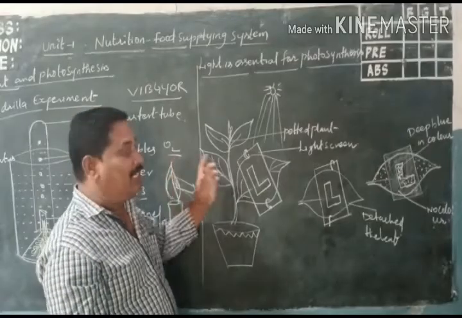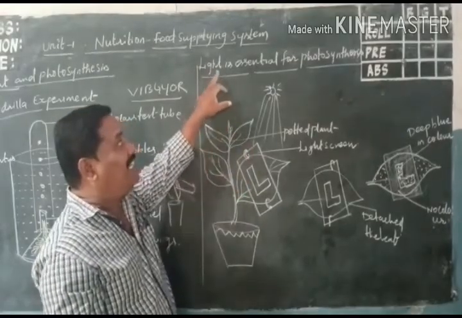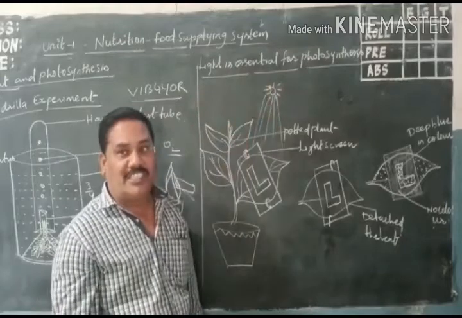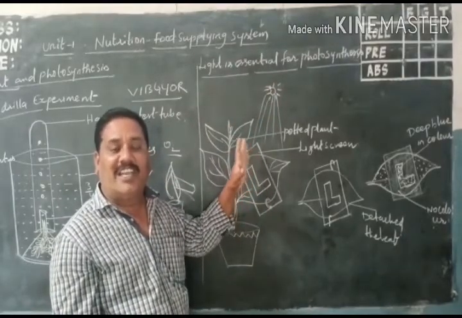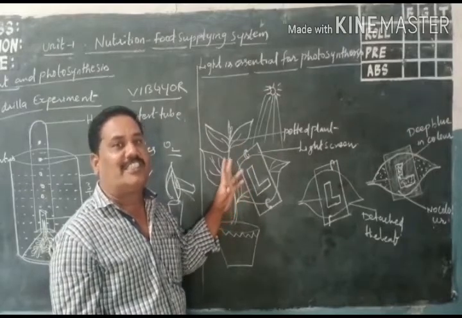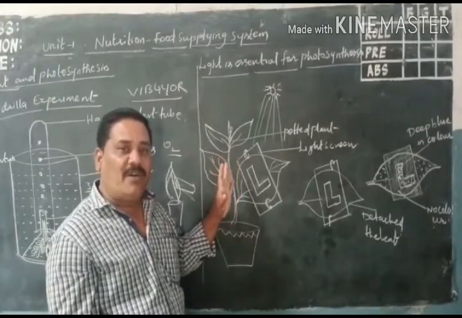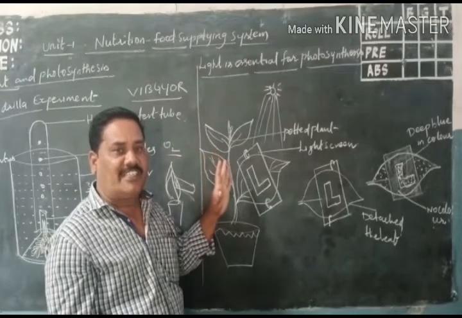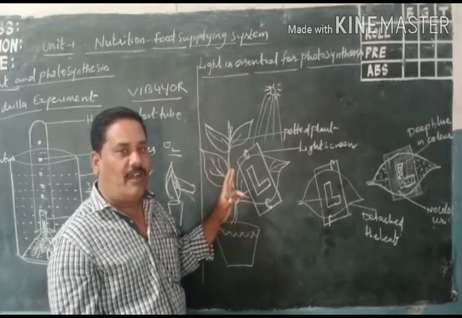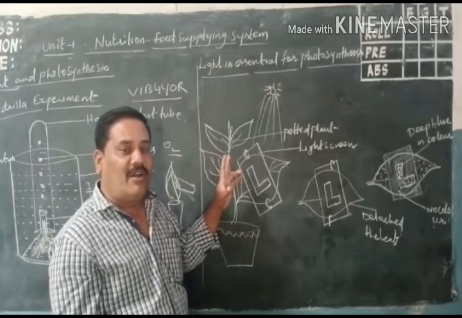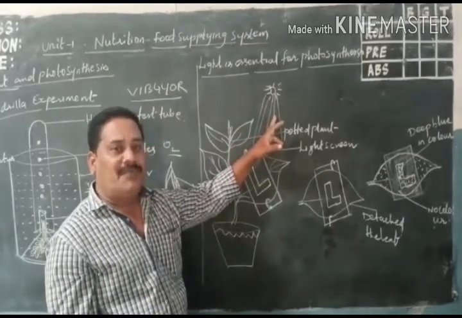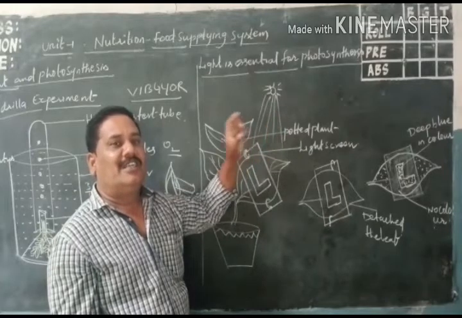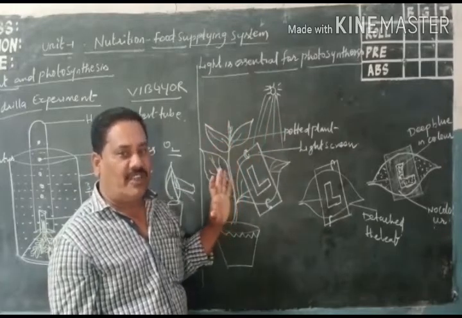Okay, next activity. Light is essential for photosynthesis. What light is essential for photosynthesis? Sunlight. The Sun emits a large number of rays, that are called photons. Each photon releases a large amount of energy, called a quantum.